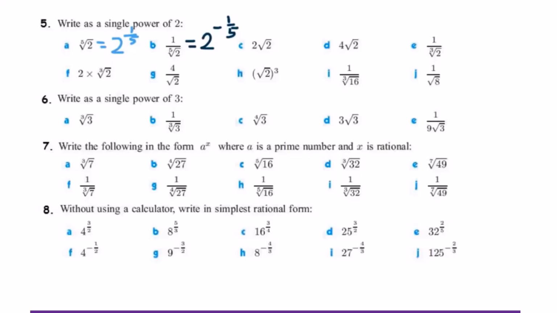For c, that means 2 times square root, means 1 over 2nd power. Therefore, I do 1 plus 1 half. That means 2 to the 3 over 2nd power. For number d, 4, I can write down 2 squared times 2 to the 1 half power, means 2 to the 5 over 2nd power, because you add 2 plus 1 half.